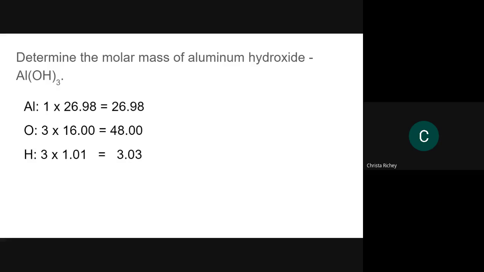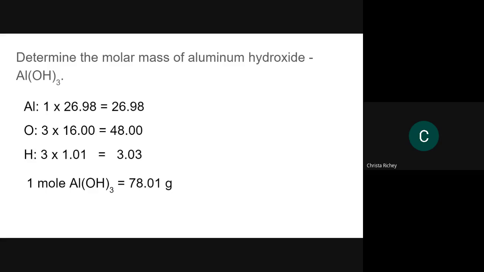So how do you calculate then with these numbers? How do you calculate the mass of this compound? What do you do now? Just add them up. Yeah, 26.98 plus 48.00 plus 3.03, and it ends up being that 1 mole of aluminum hydroxide is 78.01 grams, or the way that they show it, it's the same thing, it's just said differently with the pre-AP classes, it would be 78.01 grams per mole. It's the same thing.